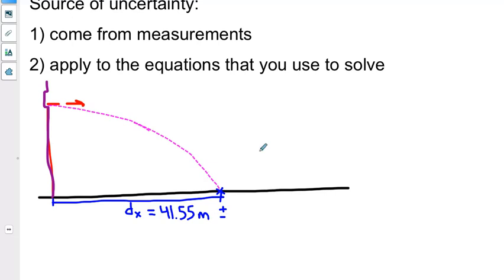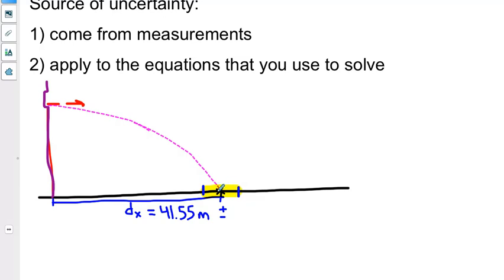There were people standing over here, doing their best to estimate where it hit, but there's no way they could know exactly. There was some range of where it hit. So it might have hit a little bit short of 41.55, and it may have hit a little bit long of 41.55. People were doing their best to estimate where it hit, and we only did it once. So part of our issue is we didn't do enough trials.